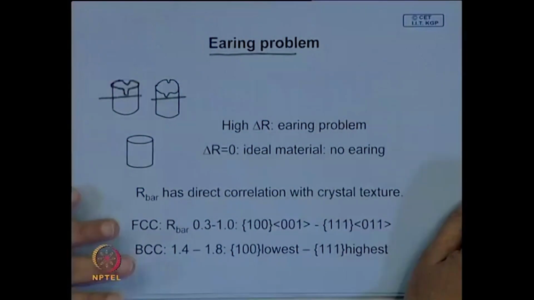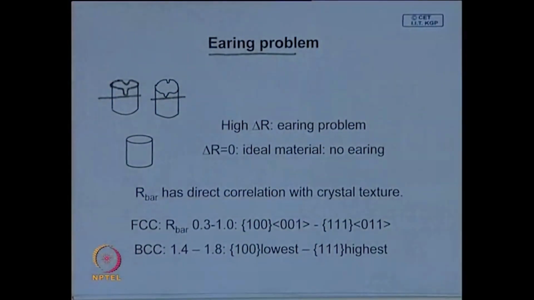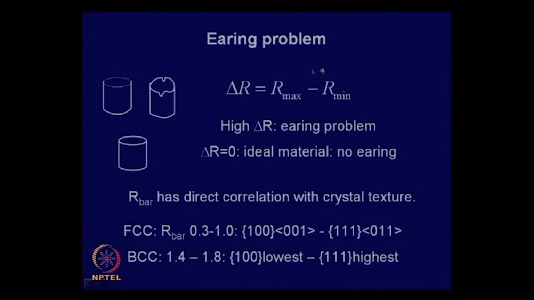To cut down the waste, it is necessary that the material should not suffer from this type of earring problem, and this is possible when you find out R along different directions. You find the maximum value of R and the minimum, and this range is called delta R. So, low delta R is the ideal. If it is 0, that is the ideal material for deep drawing, there is no earring problem, whereas if delta R is high, then it is likely to have an earring problem. And R bar has a direct correlation with crystal structure, which is given here.